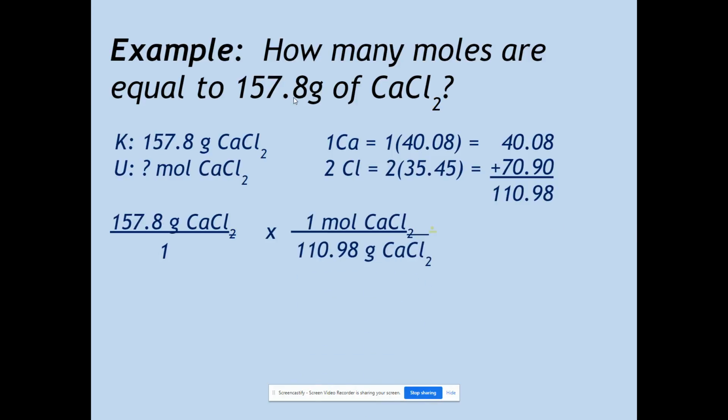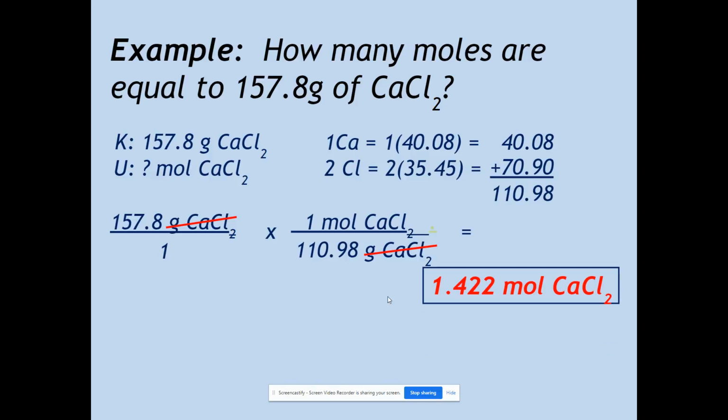So we've got our known. We have 157.8 grams of this. We want to know how many moles that is. We are going to set this up such that our units cancel. We take our known, we put it over our conversion factor, right? The molar mass of calcium chloride is the conversion factor. So 1 mole of calcium chloride is equal to 110.98 grams. Cancel out those units. We're left with our final answer of 1.422 moles.